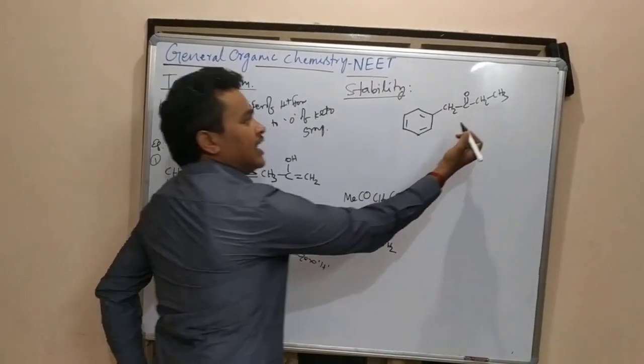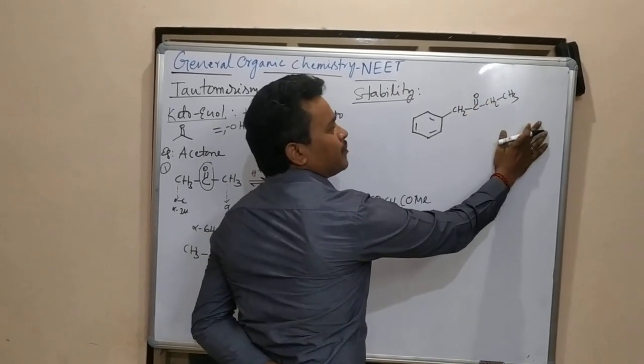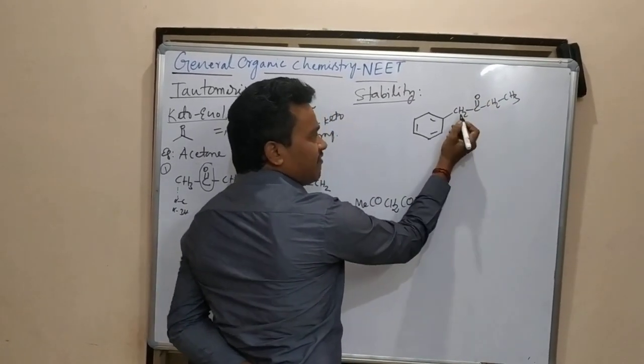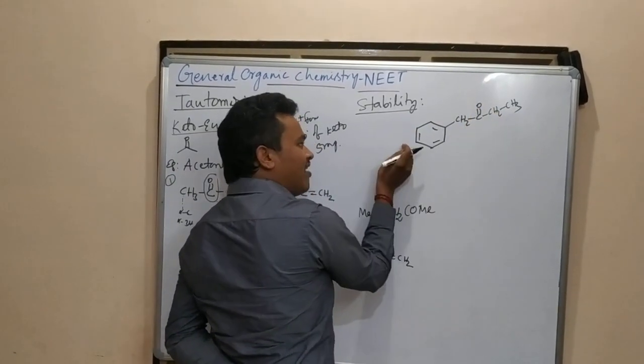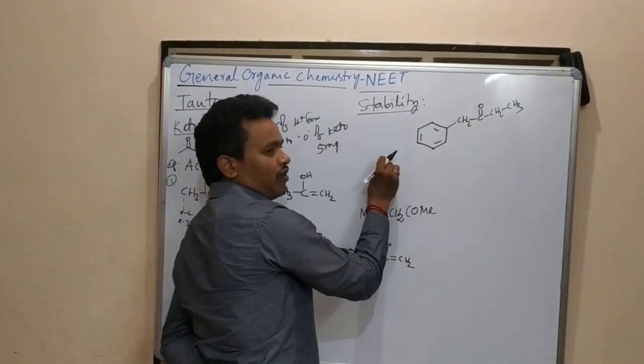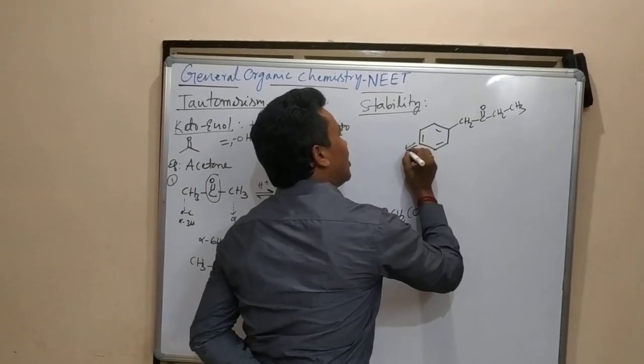Enol form. If this alpha hydrogen jumps from here to here, I will get one enol form. If this alpha hydrogen jumps from here to here, I will get the other enol form. So I am going to get two enol forms. I will write one of the enol forms.